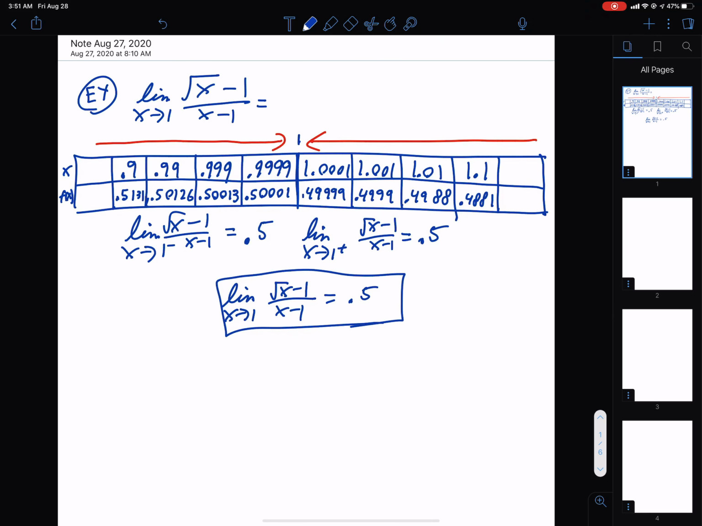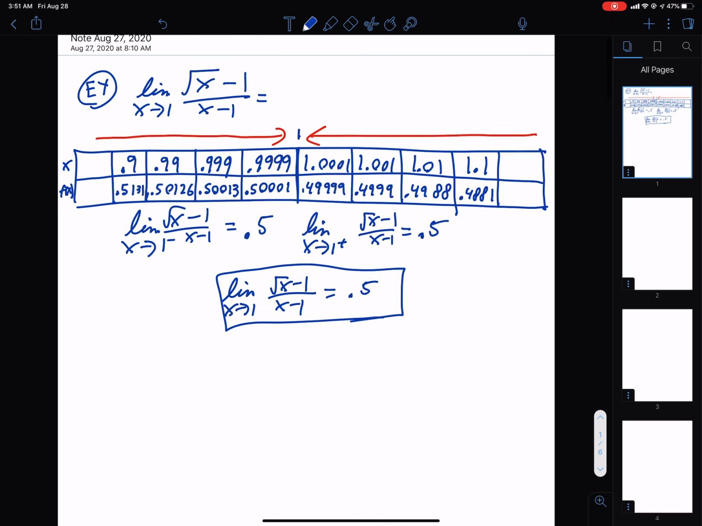So this is called finding a limit from a table. This helps you hopefully conceptually to see what limits are. And I won't give you a lot of these to do, they're kind of tedious, but I want you to understand the concept of what's happening. So I'm going to give you one, and you are going to try.